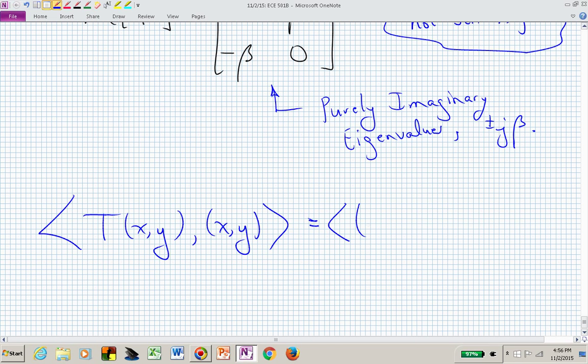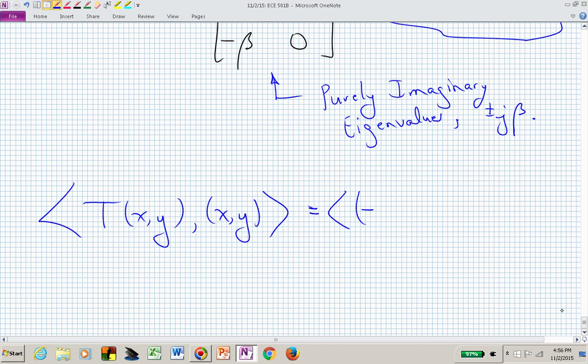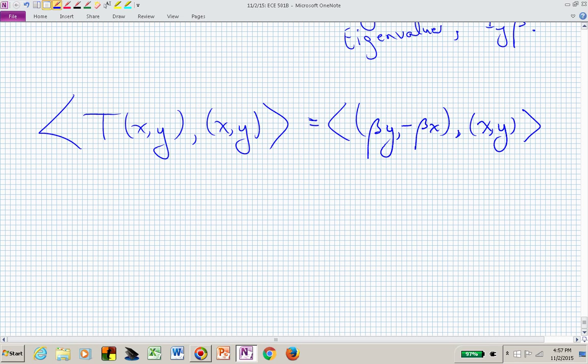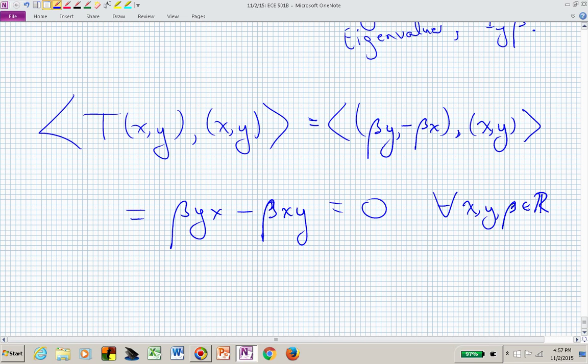T applied to xy was minus, or what was it? Was beta y and minus beta x. And now we want to take the inner product of that with xy. Which now gives us beta yx minus beta xy, and x and y and beta are all scalars. This is now 0. And that's going to be true for all x, y, and beta that are real.